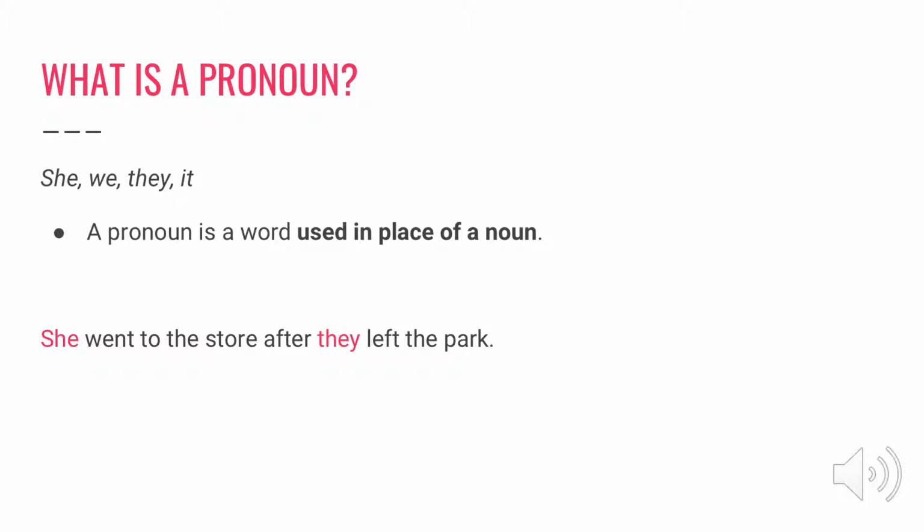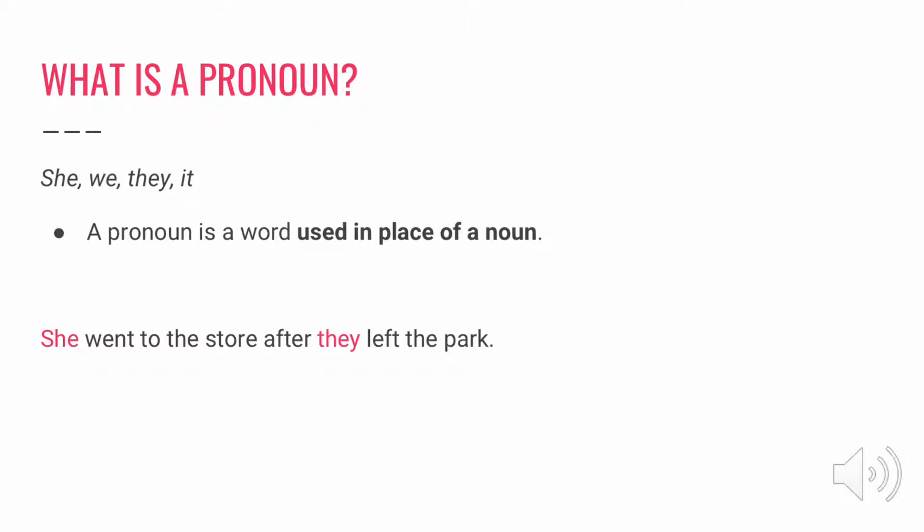Next, we have pronouns. A pronoun is a word used in place of a noun. We use pronouns so that we do not sound repetitive by repeating names. For example, we would not say, Sarah has always loved fashion. Sarah announced that Sarah wants to go to fashion school. Instead, we could say, Sarah has always loved fashion. She has announced that she is going to attend fashion school.